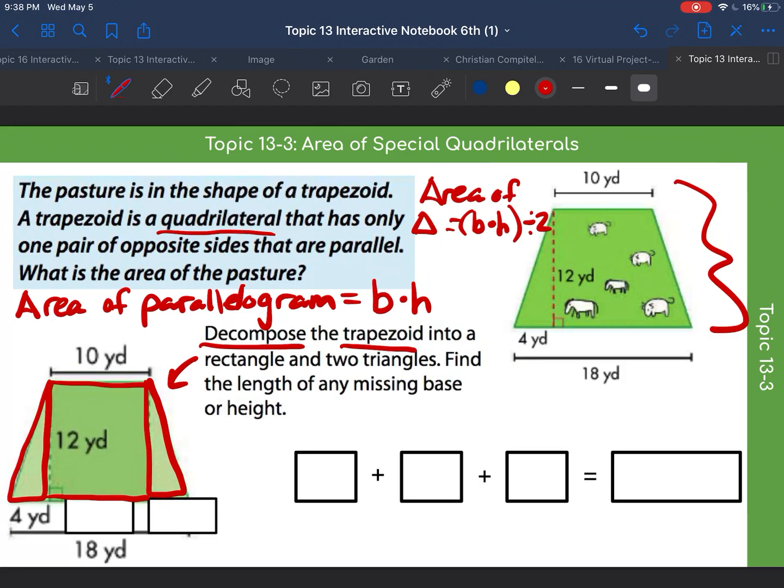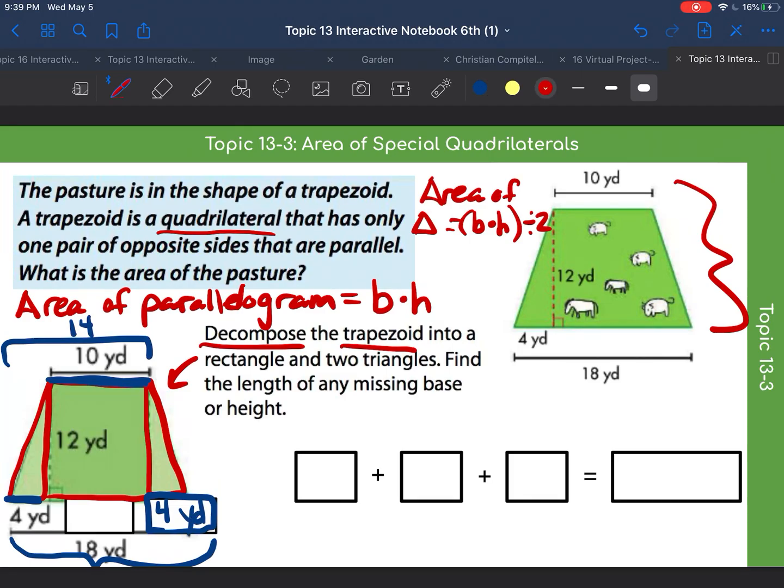Okay, so the base of this triangle is 4. And the length of this rectangle is 10. So this length is 14. But it says this whole thing is 18. So what is going to be this missing dimension on the base of that triangle? Well, that will also be 4 because 18 minus 14 is 4. So that is 4 yards, the bottom of that triangle.